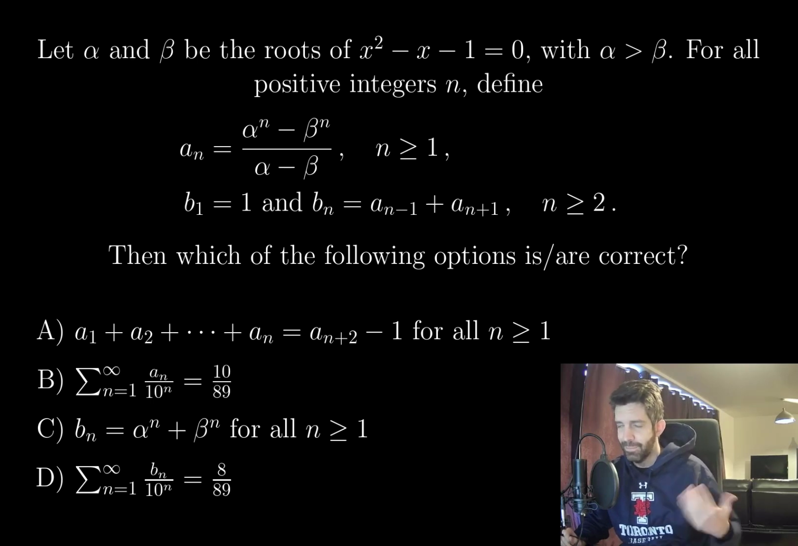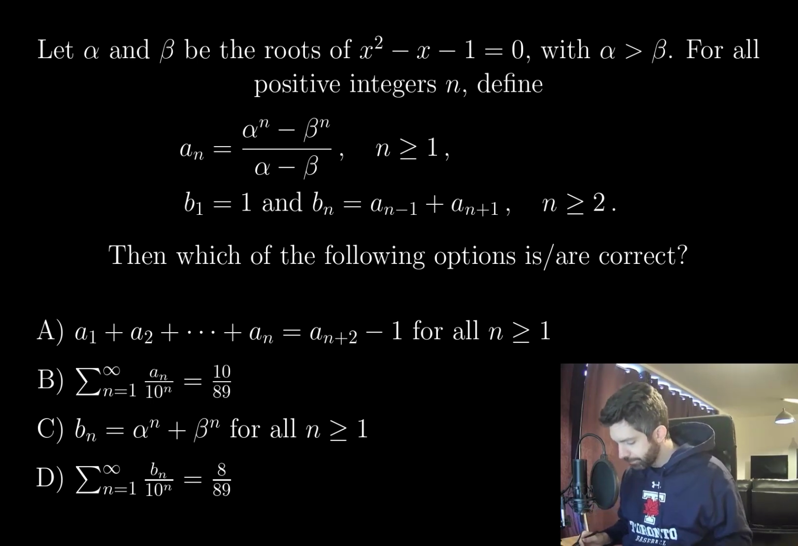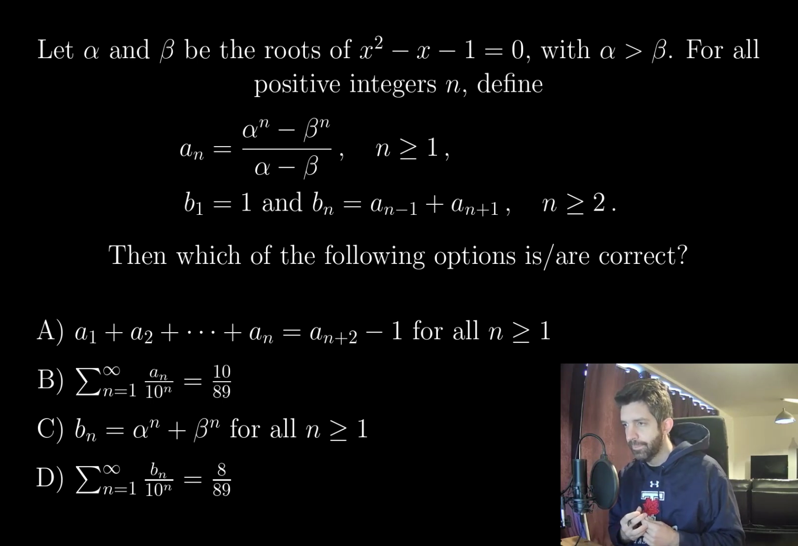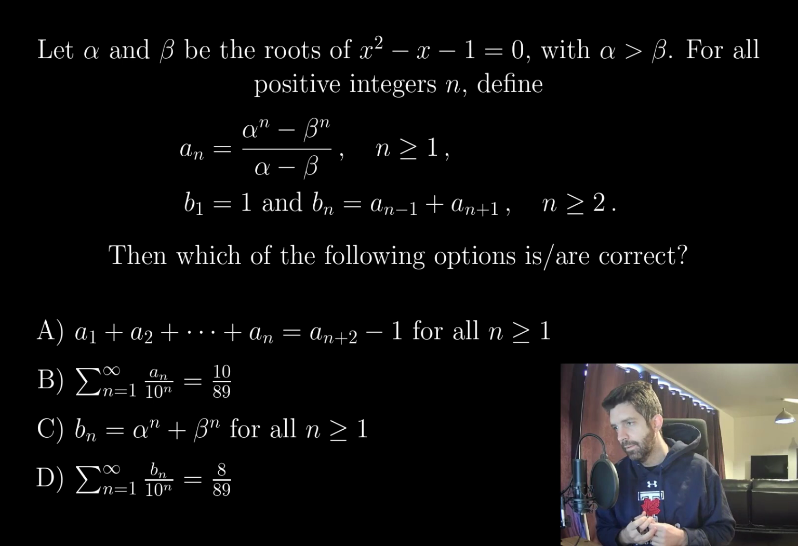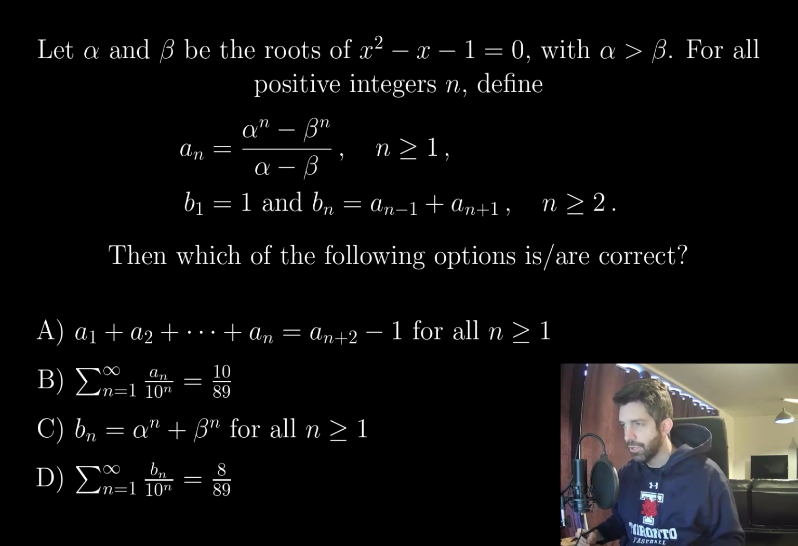So I'm actually a little bit disappointed in myself for not having this idea the first time I went through the solution. But the idea is basically the following: if I look at this series in option B, the sum as n goes from 1 to infinity of a_n divided by 10 to the power of n, well, a_n is defined in terms of powers of these constants alpha and beta. And so I should be able to decompose the series into two geometric series. I'm not really sure how I didn't recognize that in the first place, but I'm just going to go through the details now of doing this computation.